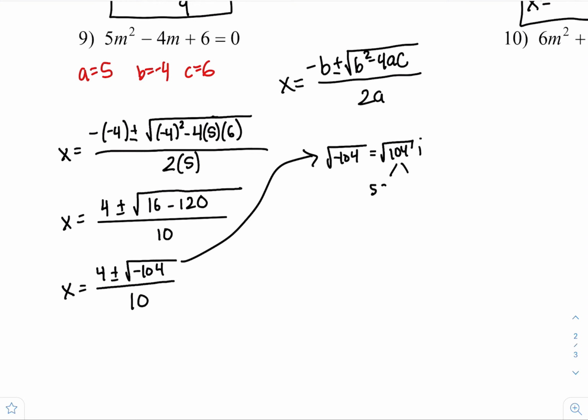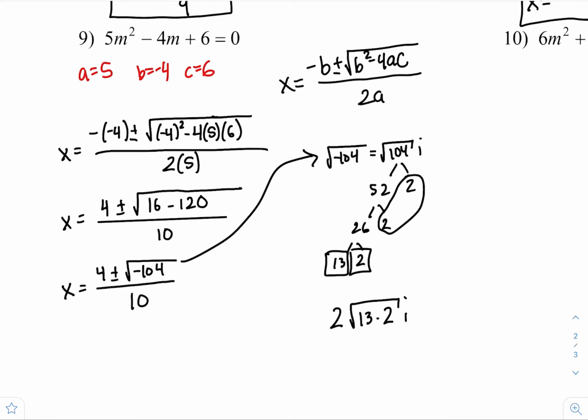Now let's get to this. Well, I know 52 and 2, 26 and 2, and 13 and 2. Found a pair here, we got leftovers here, so the pair of 2's goes on the outside of the square root, and the leftovers go on the inside, with the i. 2 square root of 13 times 2, 26i.